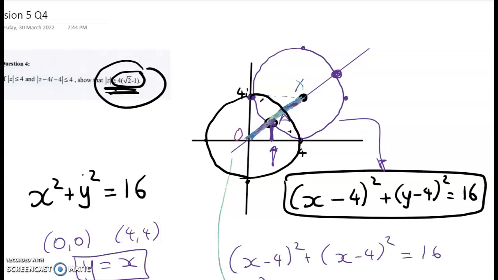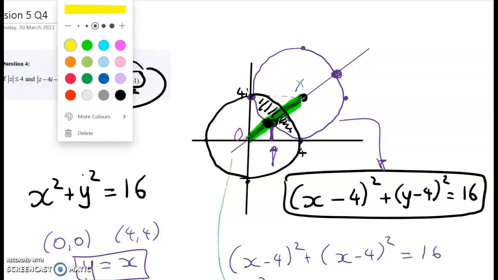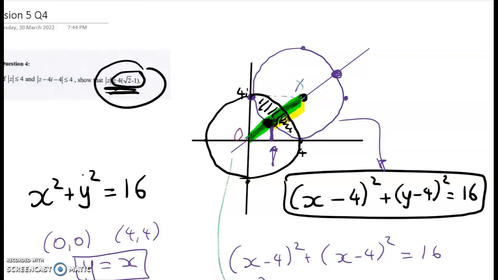All right, so the locus that we want is the overlap of those two, and the minimum distance is going to happen at this point here, and that's going to be this whole distance here, which is length 4 root 2, minus this radius distance here, which is just 4.